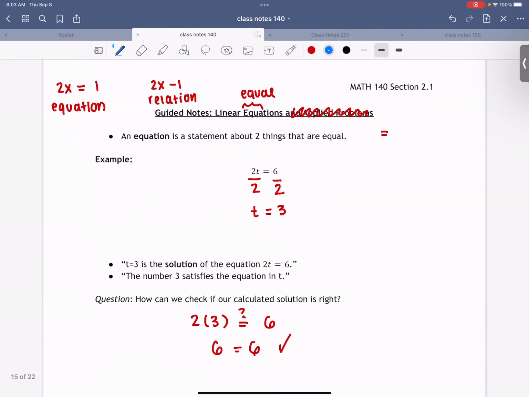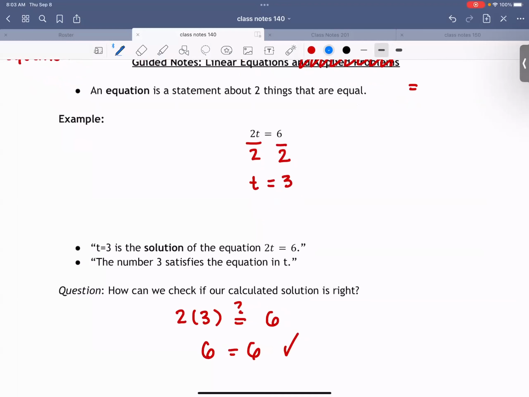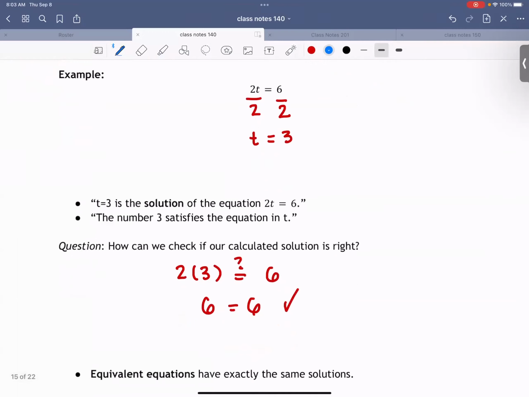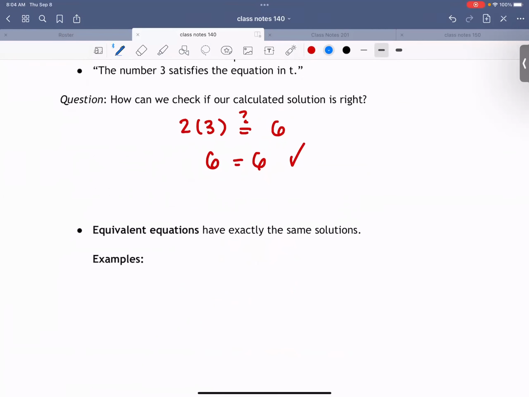So we talked about equations. They are things that involve an equal sign, so they talk about two things that are equal. We talked about how to solve a very simple equation. If you want to do something to an equation, you have to do it on both sides, right? So you can multiply, divide, do anything as long as you do it on both sides. Once you get the answer, that is what we call a solution, or we say the answer satisfies the equation. We also talked about how it's pretty easy to check if our calculated solution is right by just plugging our solution into the equation, and if we get two equal numbers, then we're good.